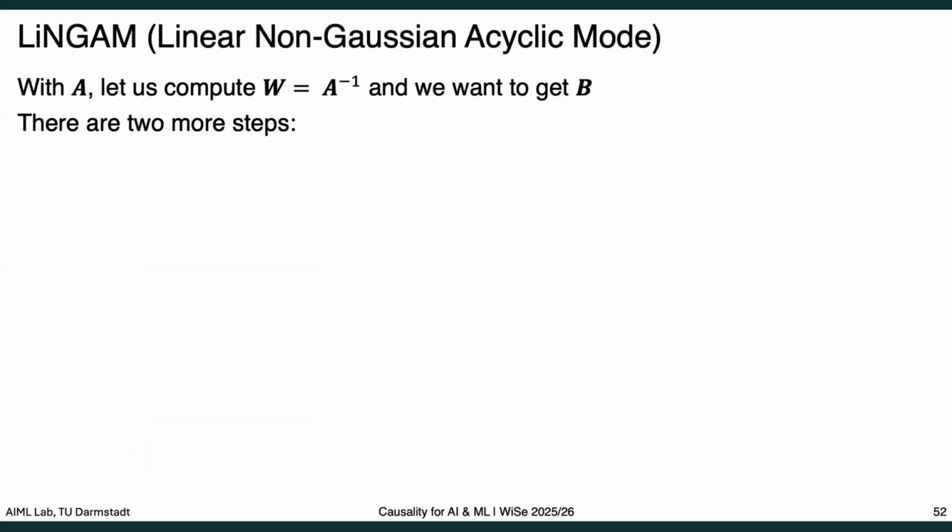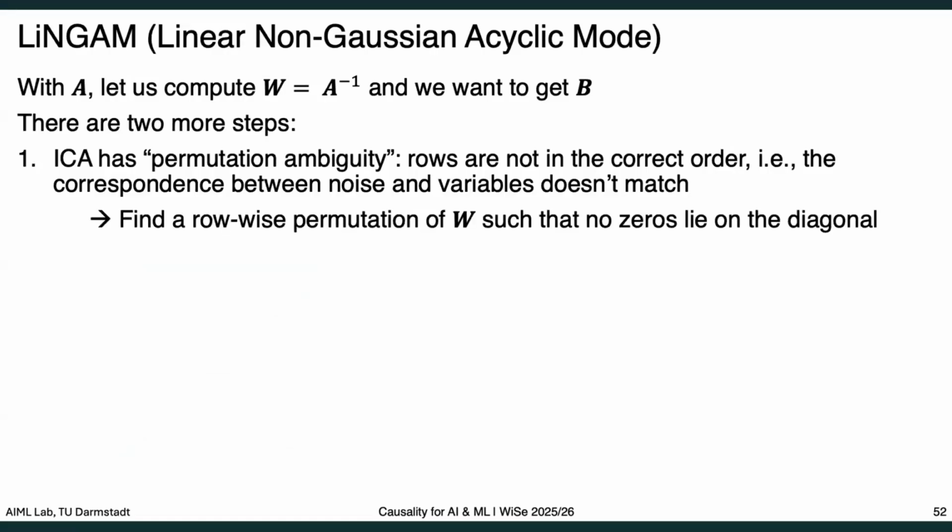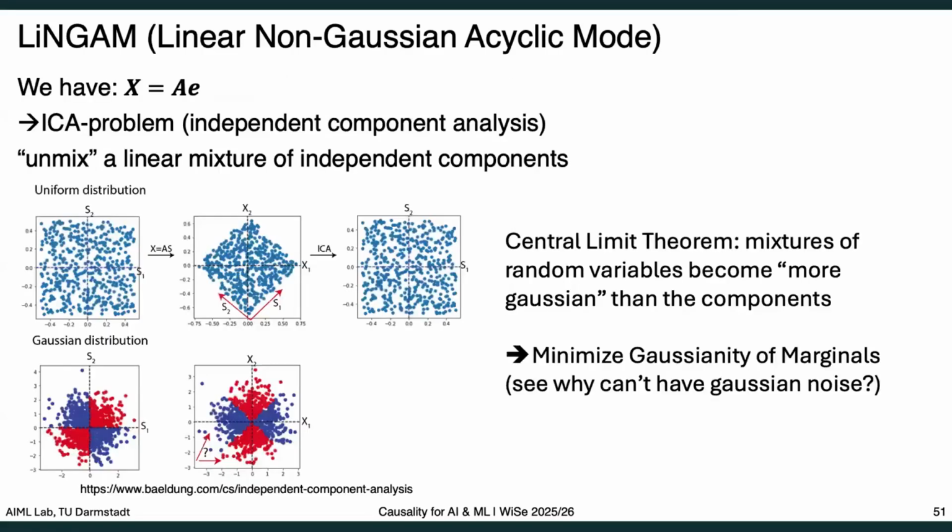So this now gives us these disentangled representations, but because ICA has some kind of permutation ambiguity, the rows might not be in the correct order. Not being in the correct order means they might not align to the correct noise variable. So you need to take care of that. How can you do that? Find a row-wise permutation such that no zeros lie on the diagonal. Why is that the idea?